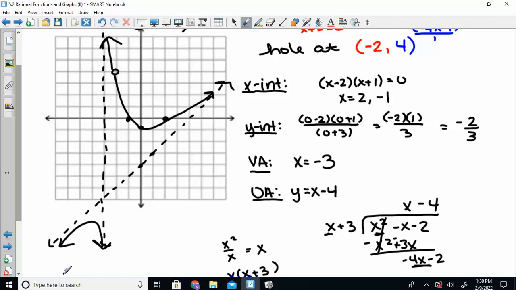Can I only get one wrong? Well, I'm going to make a deal with you. Your quiz is not going to have an oblique, but when you get to your test, it will.